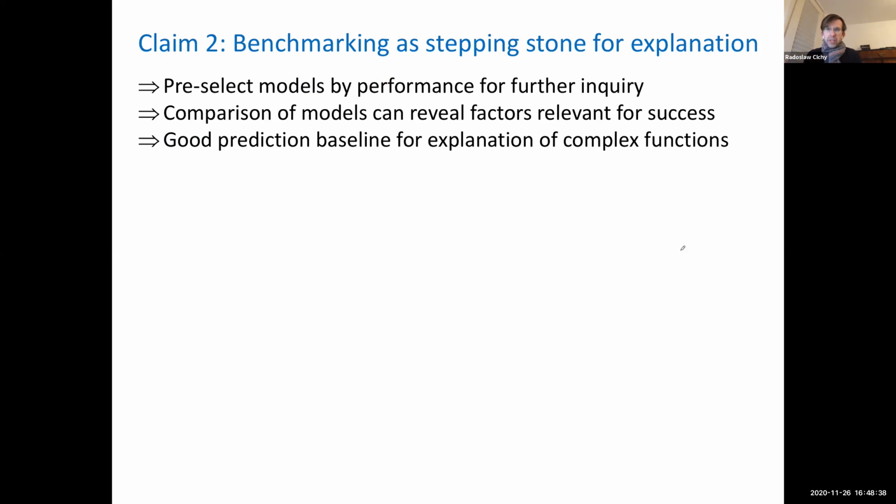Okay, that's the first way. You can just use it practically. The second is, I think you can use benchmarking by how well it predicts as a stepping stone for explanation. So the idea is, let's say you have a model which predicts brain activity well, but by now you have many deep neural network models. So you can actually say, okay, I'm going to compare all of them to a particular brain region or whatever you care about in your cognitive neuroscience research.